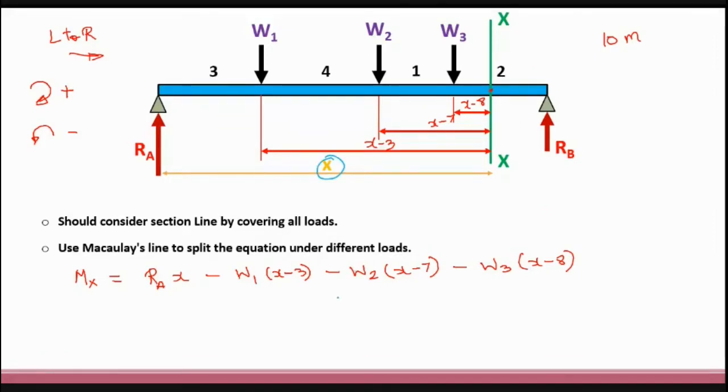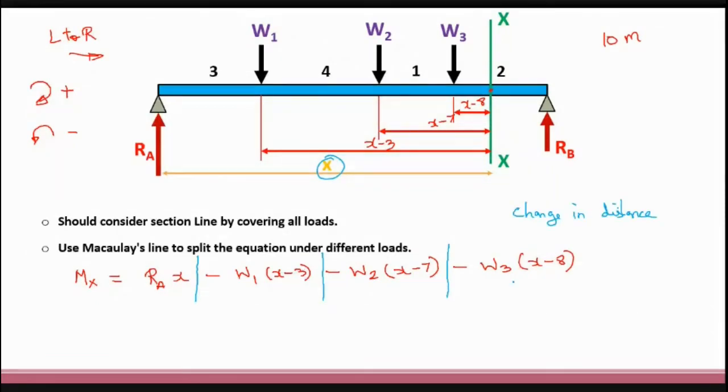Now we will concentrate on Macaulay's line. What is this Macaulay's line? Wherever you have the change in X value, you have to draw a line, that's it. So you have X here. Here we have X minus 3, which means I have to draw a line here. Similarly, this is X minus 3, whereas here it is X minus 7. So there is a change. X minus 3 is different, X minus 7 is different. So I have to draw a line here. X minus 7, X minus 8. So I have to draw a line here. This line we call Macaulay's line.